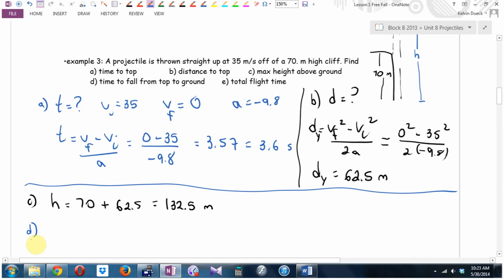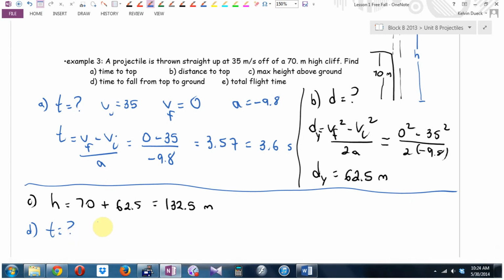Okay. What's D want me to find? Time. Didn't we find time in part A? Or was that a different time? Oh, different time. T equals time to fall from the top to the ground. Okay, so now we're starting at the top. What do I know?